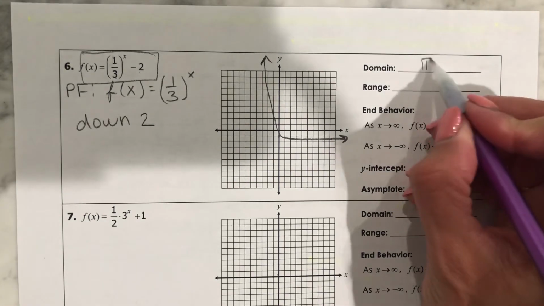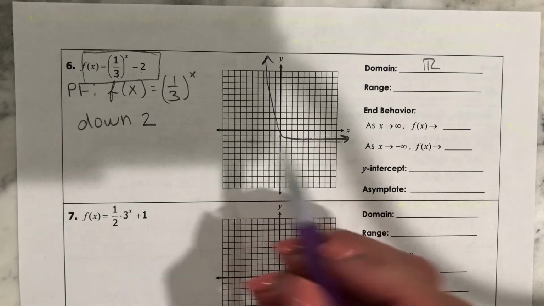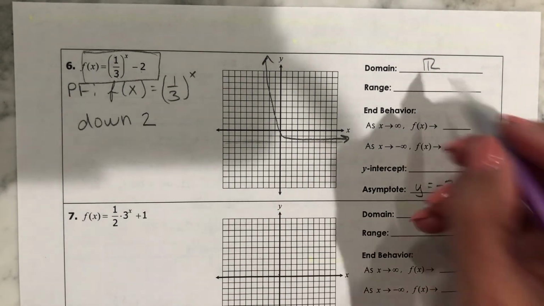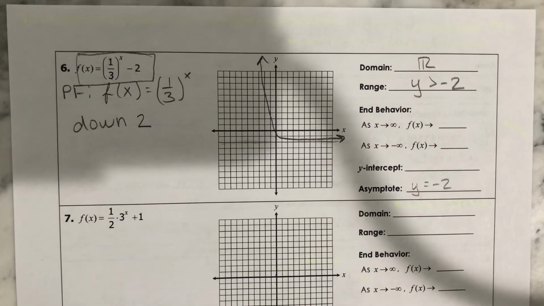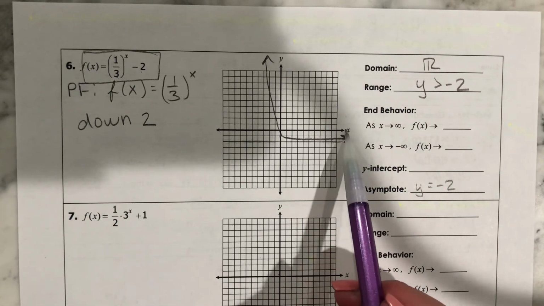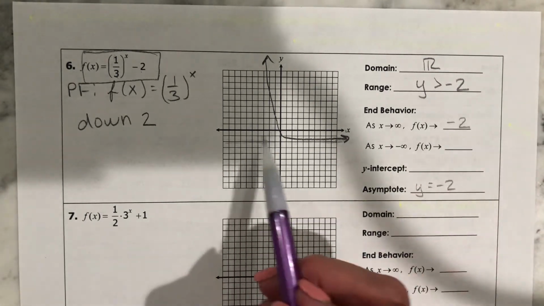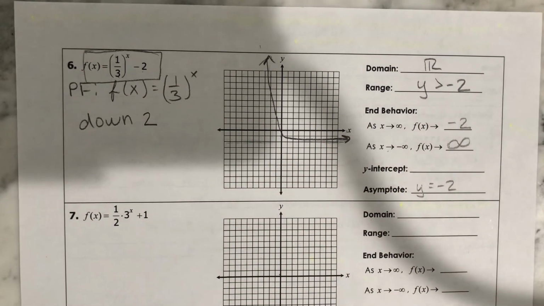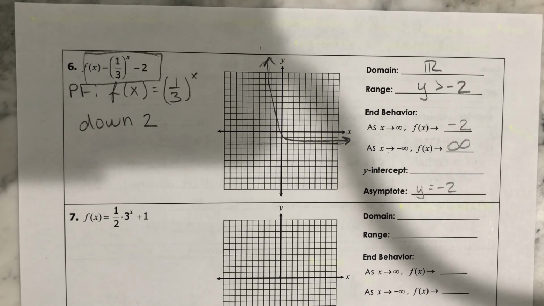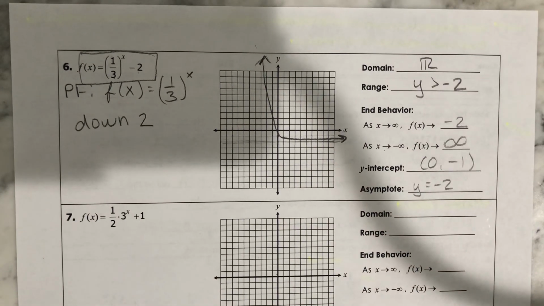So the domain is all the reals. Range, so you're finding your asymptote is right here at y equals -2, which means y has to be greater than -2. On the right side here, y is approaching -2, and on the left side, y is approaching positive infinity. And then your y-intercept is the point 0, -1. All right, pause the video, try 7 through 9.